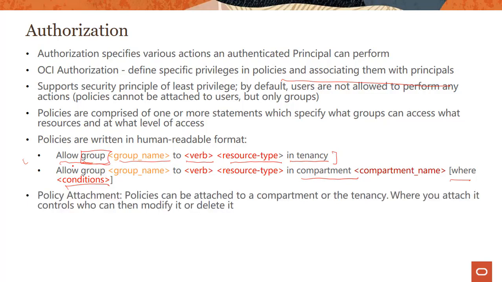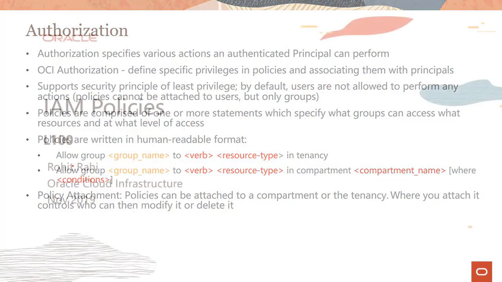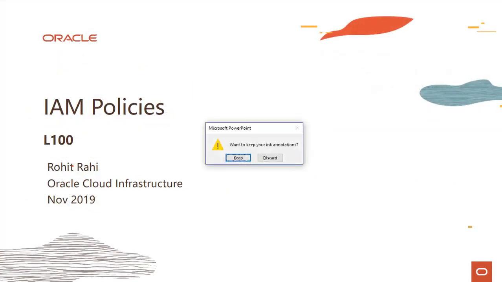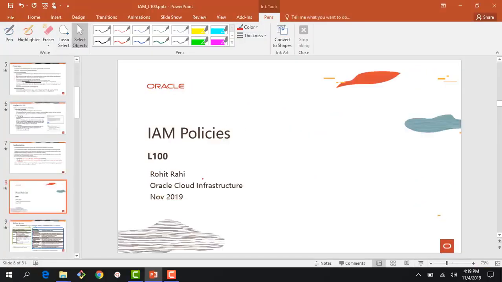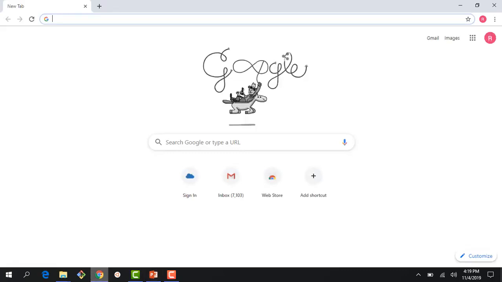And then there is also the concept of policy attachment and policy inheritance, and we'll again talk about this subsequently in the next modules. So with that, let me just log into the Oracle Cloud Infrastructure, create a user, create a group, and not write a policy, and see what the user can do with just that.